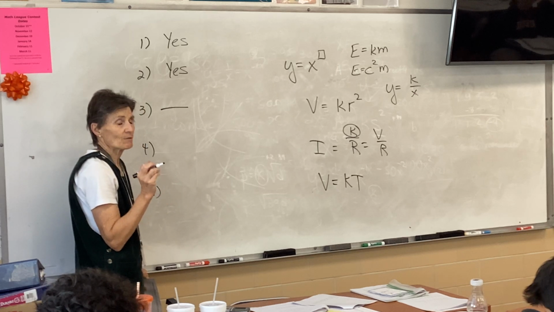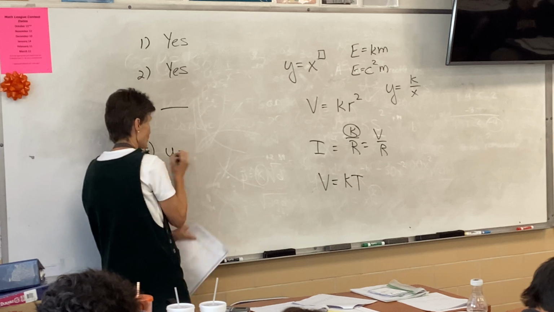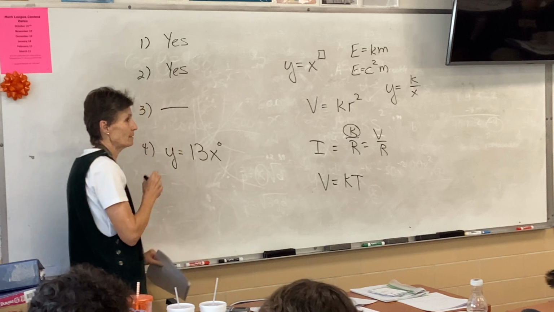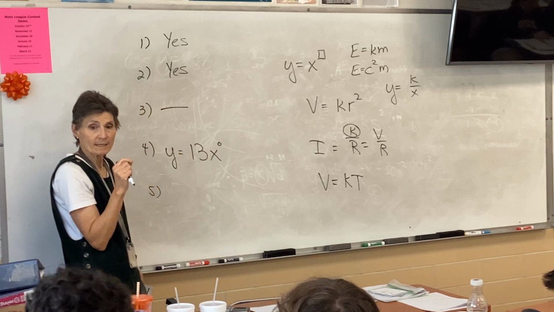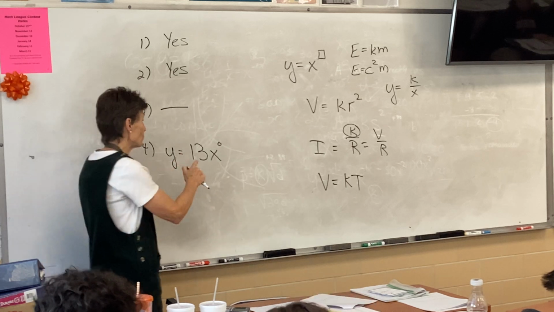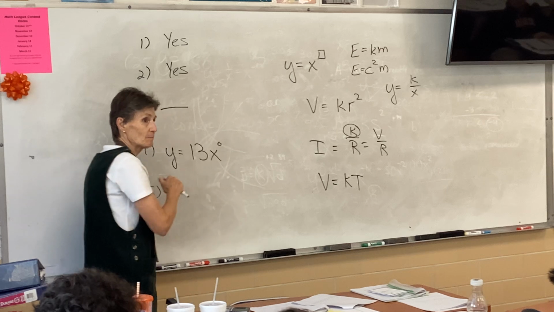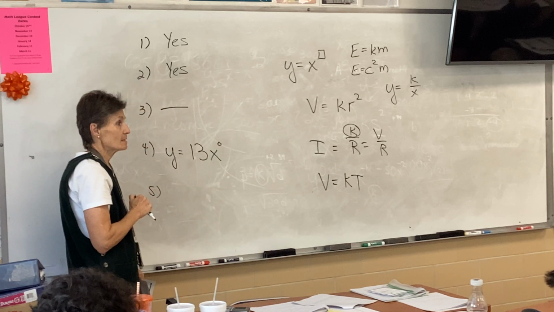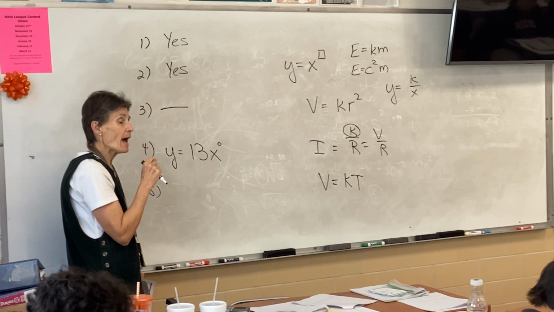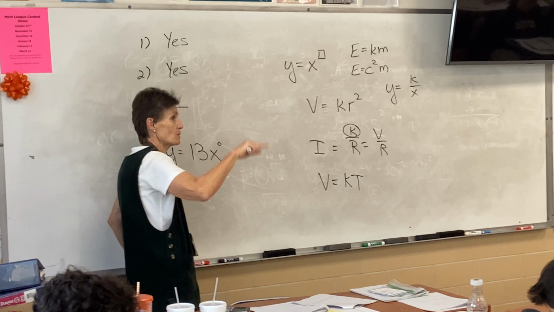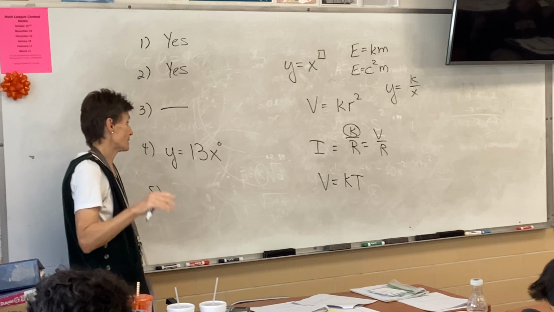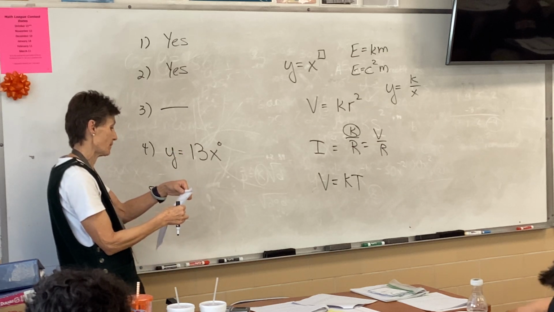I think you could make a case for either one of those, but I want to remind you that 13 could be written like this. What is anything to the 0 power? 1. So would you agree that that equals 13? And the power is 0. Now, that does not follow the rules we were talking about before. That would be a horizontal line, but it can be considered a power function.